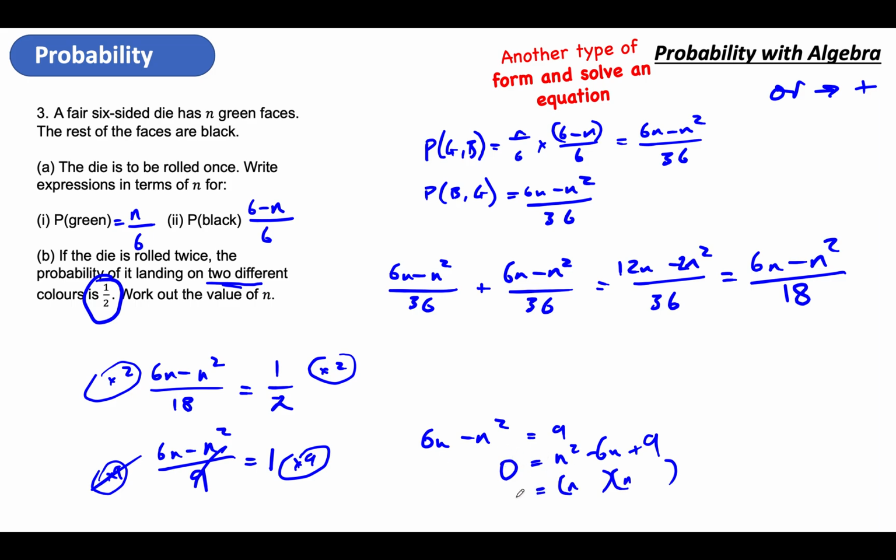If I factorise this, it's going to be n minus 3 and n minus 3. Times them together, I get plus 9. Add them together, I get minus 6n. Right, fine. So my solution there is n equals positive 3. Because remember, you need to make this bracket equal 0. So n would need to be positive 3. Ta-da! All we did, we formed up some expressions, a bit of solving.